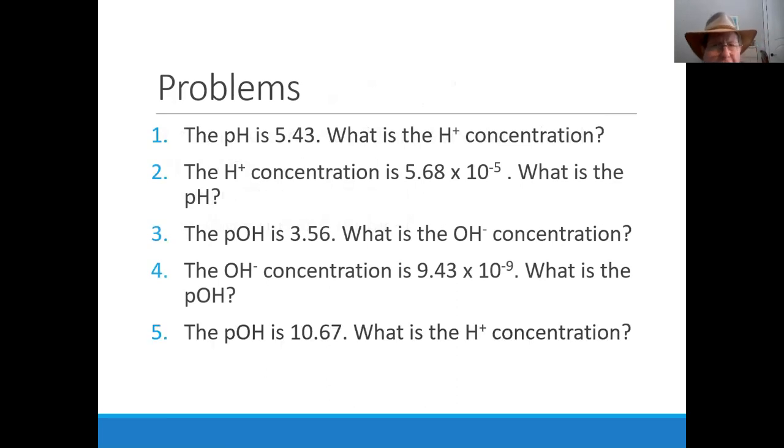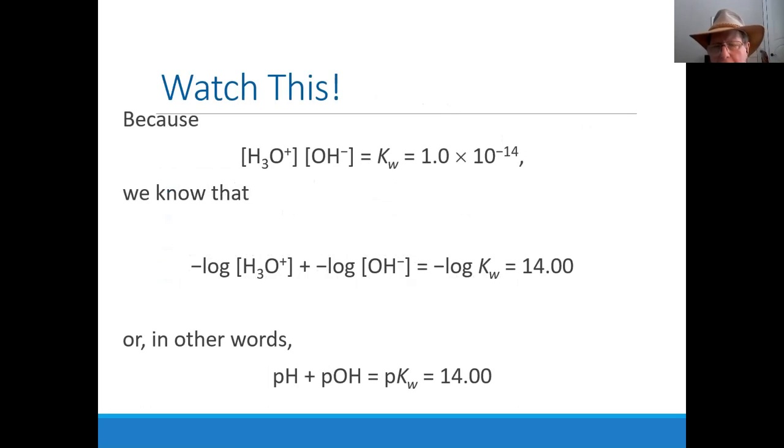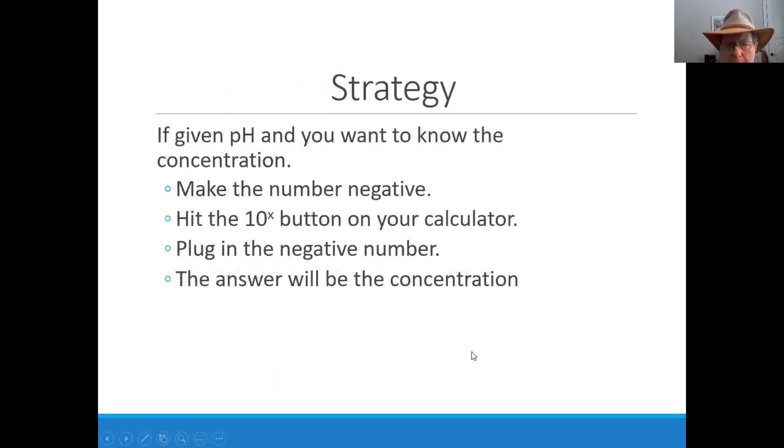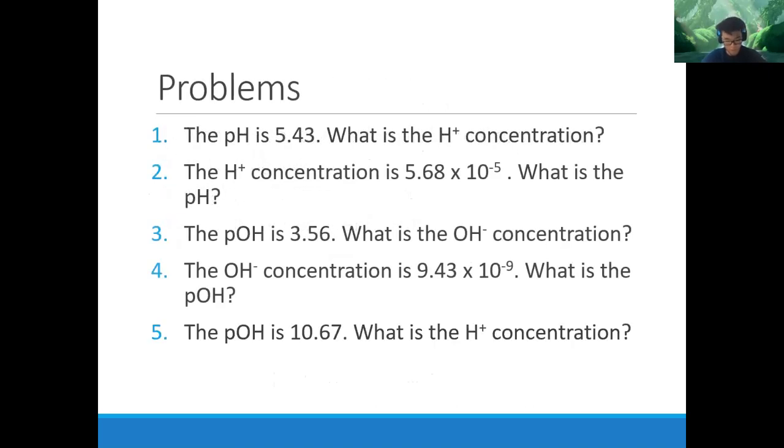Now, a hard problem. The pOH is 10.67. What is the H plus concentration? Ethan, you think you're capable of doing this? Look at the screen, Ethan. Do you think you can do it? Yep. Okay, one second. What you're going to use is pH plus pOH is equal to 14. So you subtract 10.67 from 14. The pH is 3.33. Yep, the pH is 3.33.